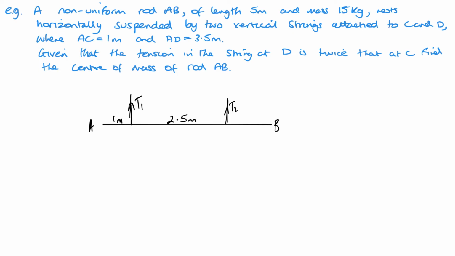So we've got 1 meter, 3.5 meters from A, so that final one is 1.5 meters here, if we needed it, to get my total of 5. Now the tension at D is twice that at C, so while these are different tensions, what we want to do is just call one of them, say T, and the other one then would be 2T.